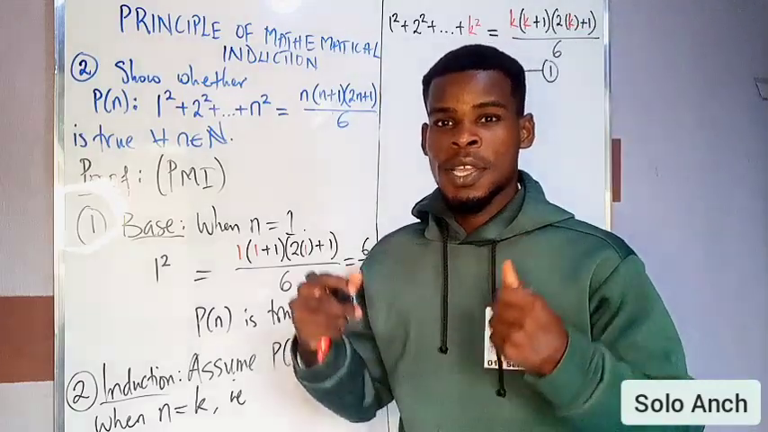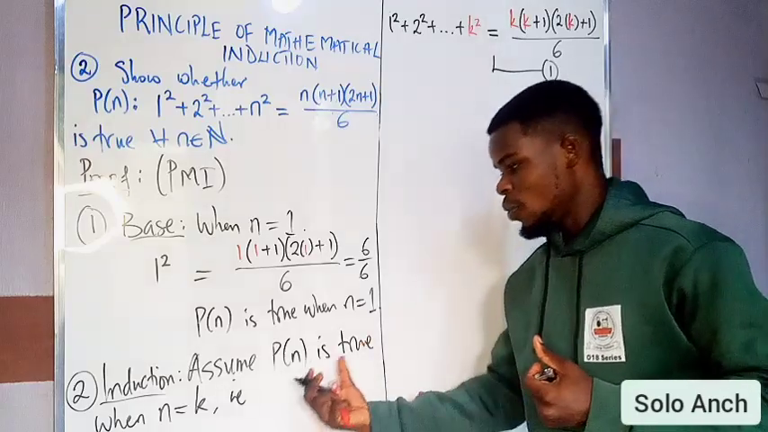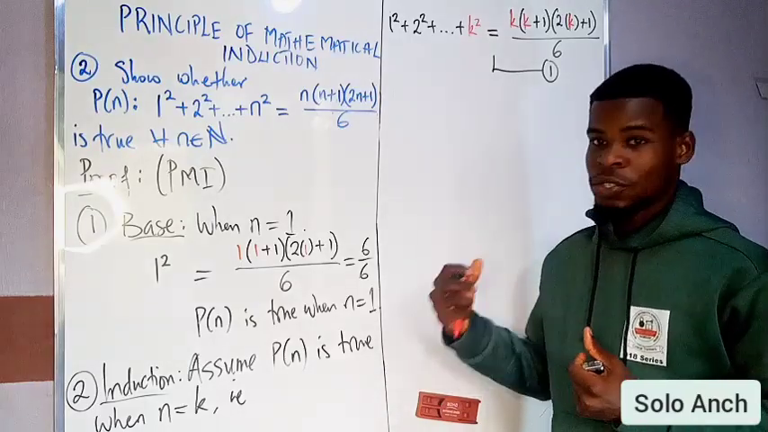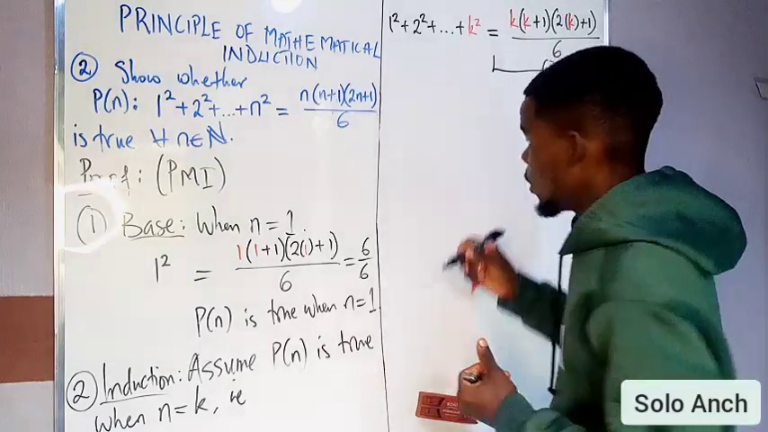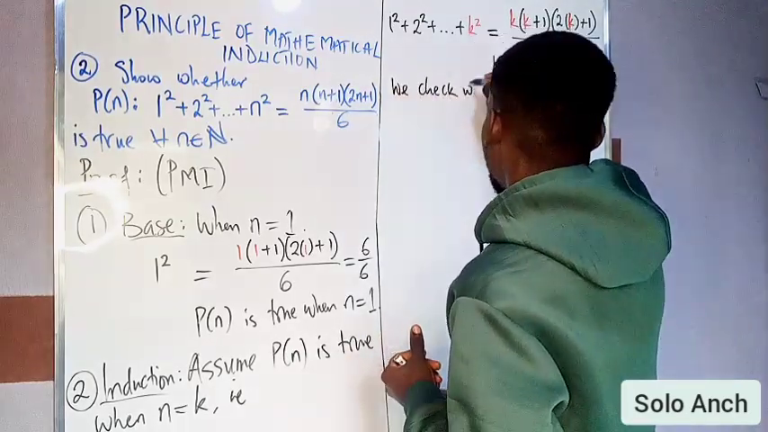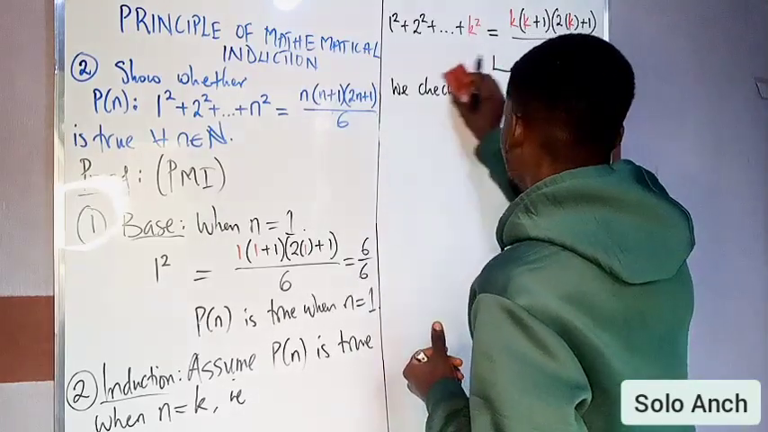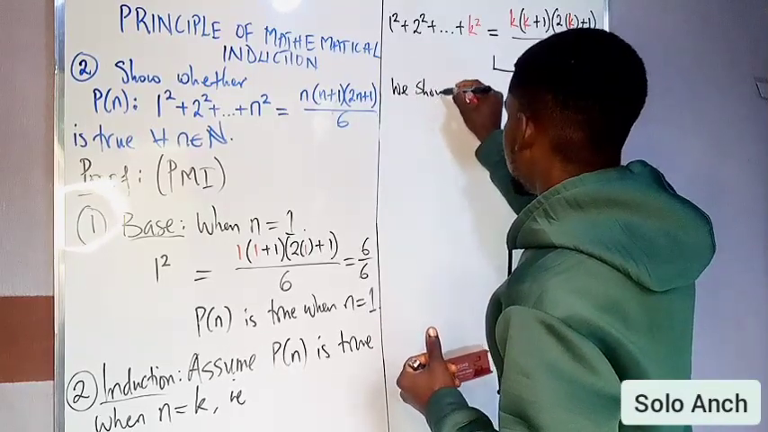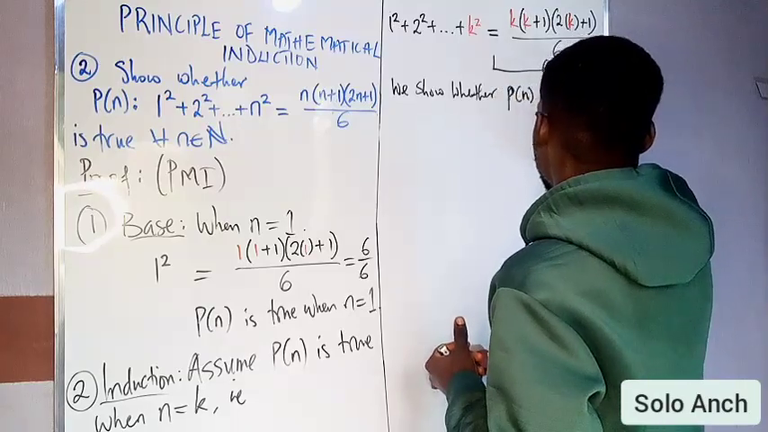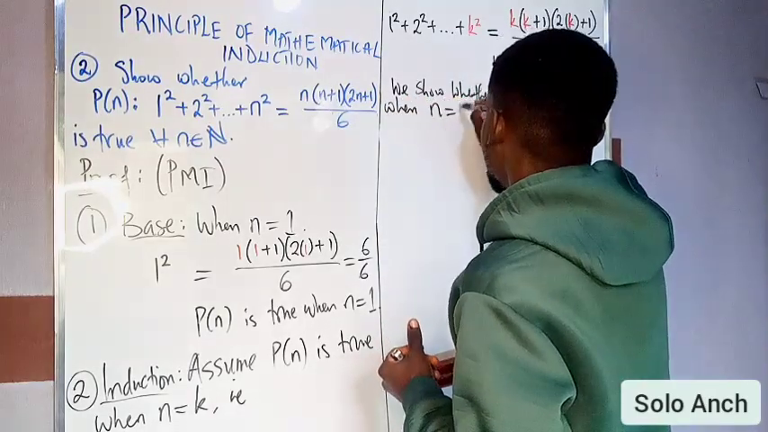Good. The next thing is to use the fact that this is true. That is, we say that assuming that P of n is true when n is k, we want to show whether P of n is true when n is the successor of k. So we check whether the statement P of n is true when n is the successor of k.